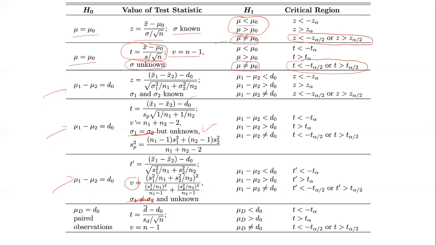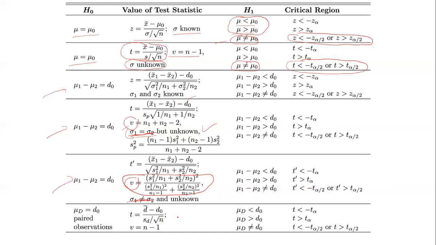The degrees of freedom here is easier if you are able to assume equal variances. This is a strong assumption. If you are able to make this assumption, then calculating the degrees of freedom is very easy. If you cannot make this assumption, then you have a tedious formula for calculating the degrees of freedom. Okay, great.